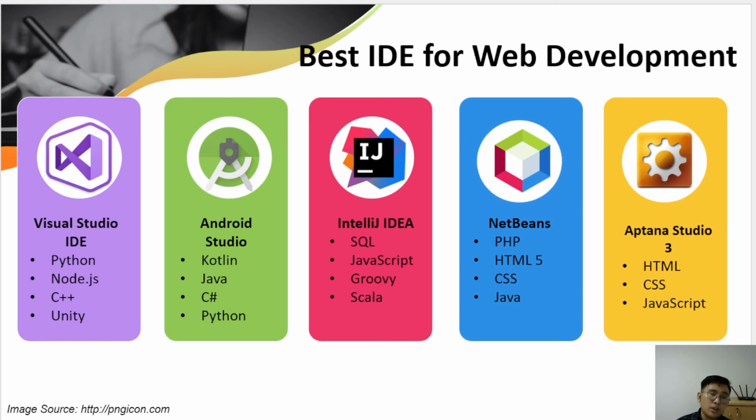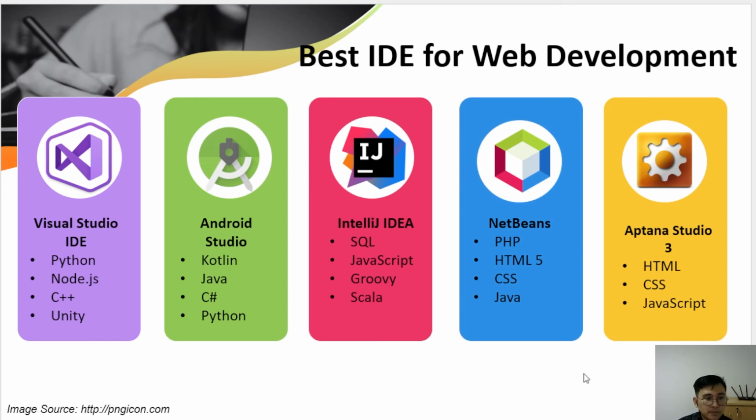We also have the one that is good for Java, called NetBeans. It can also develop systems in PHP, HTML5, or CSS as well. We also have Aptana Studio 3, which focuses on basic web programming, with languages such as HTML, CSS, and JavaScript.